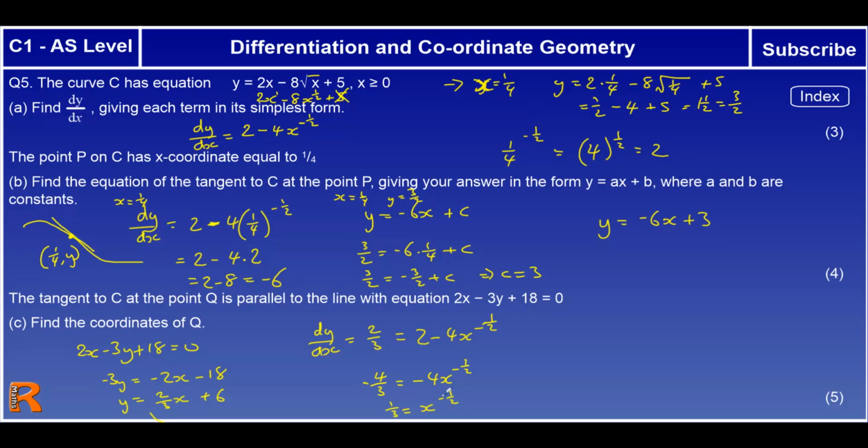So if we square both sides, we'll get 1 over 9 equals x to the minus 1, and then we reciprocate it to get x equals 9 over 1, which is just 9. So x equals 9.